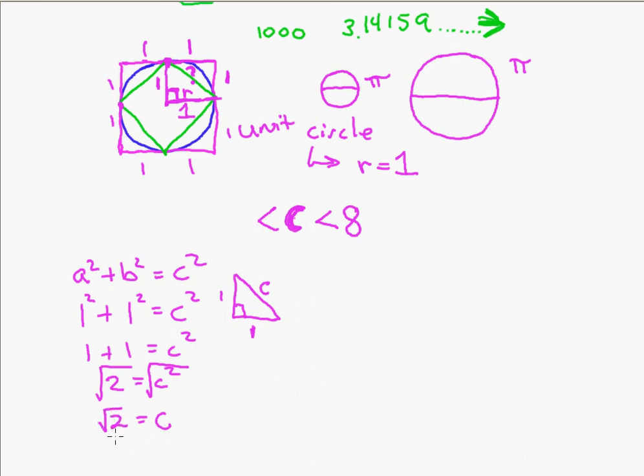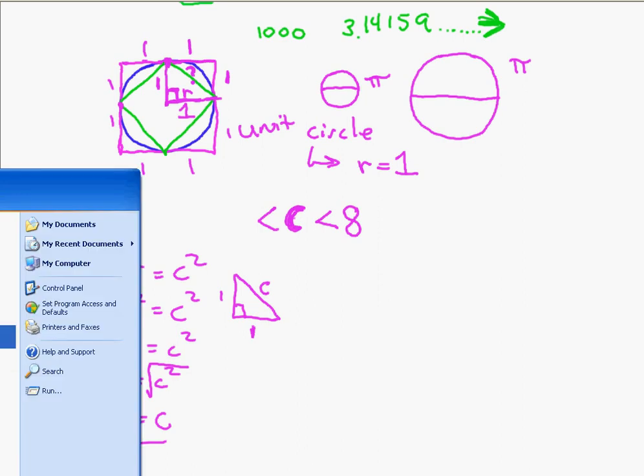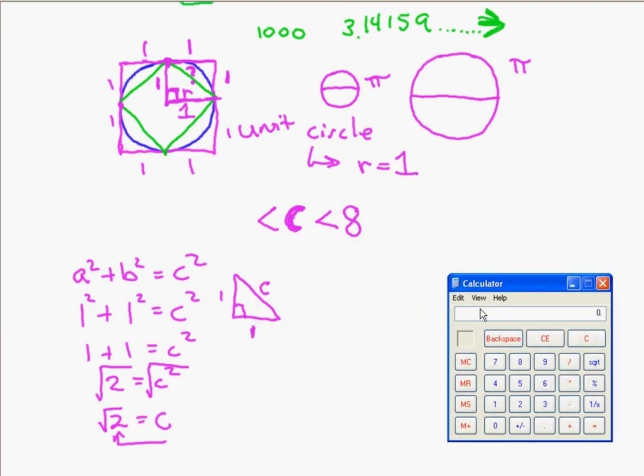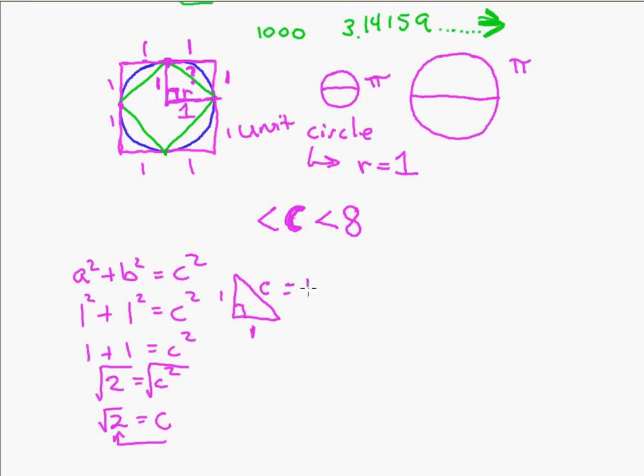Now, I would love to show you a way to calculate square roots without using a calculator, but I don't have time right now, so we're just going to use a calculator. Let's see, there's our calculator. And so c is equal to the square root of 2. What is the square root of 2? Let's see. It's equal to 1.41421. It's close enough.